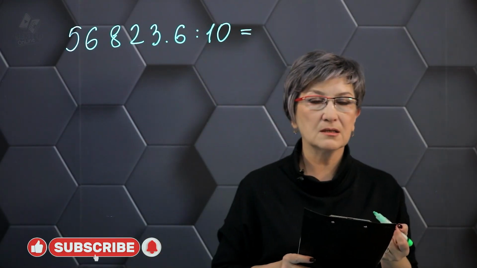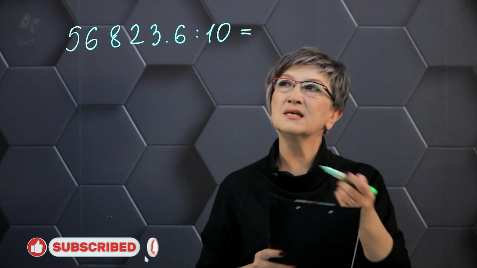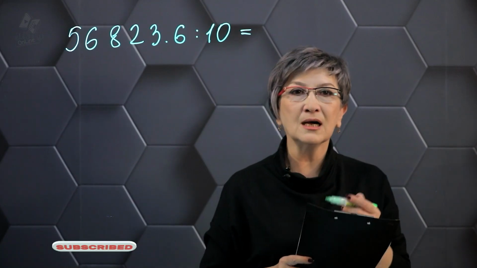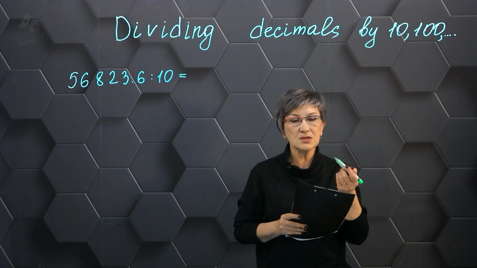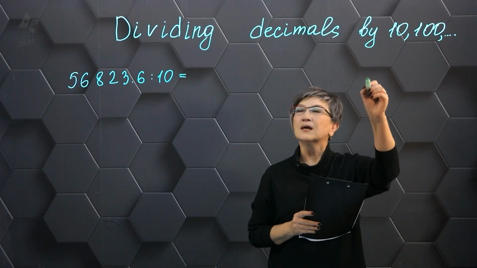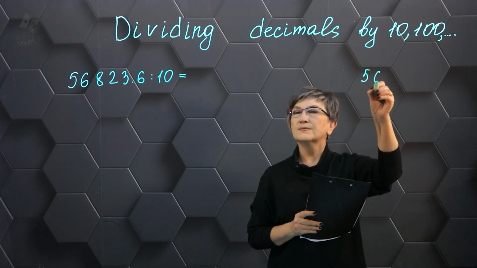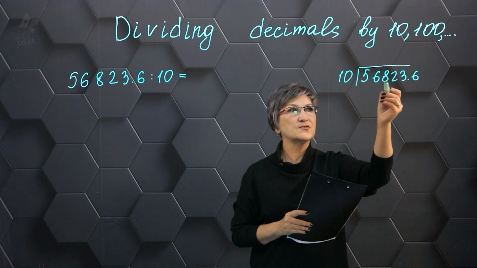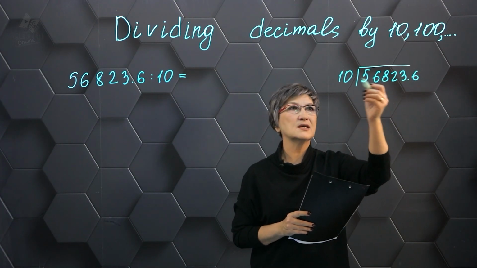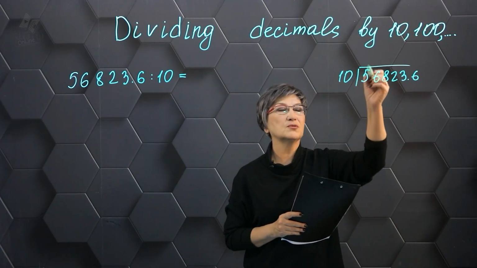What do you want me to do? You and I know how to divide a decimal fraction by a number. Let's use our division algorithm. That is, let's divide by a column. So, 56,823.6. We're going to divide by 10. When we divide 56,823.6 by 10, what do we get as a result?